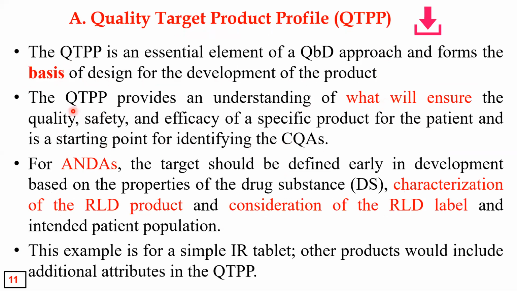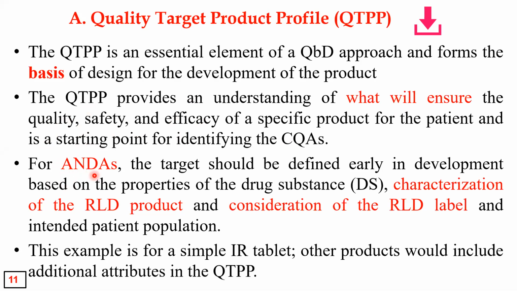So basically the QTPP way of doing is to find the target of the product, which may be disintegration, dissolution, or whatever it is, which will ensure the quality of the product as well as the safety and efficacy of the product. Here, in this case, we are not going to develop an innovative product. This is basically a generic version of the RLD. So that is nothing but an ANDA, abbreviated new drug application.